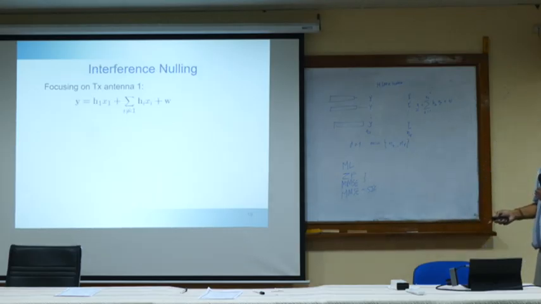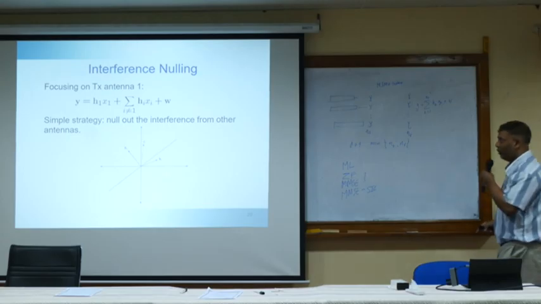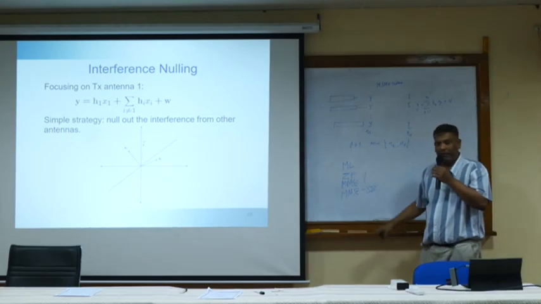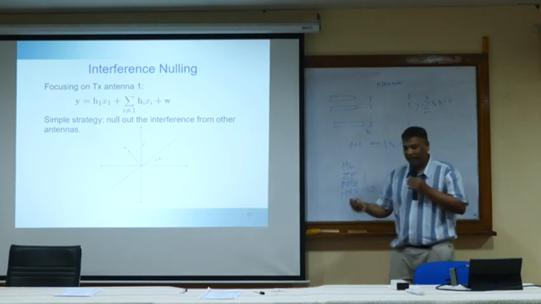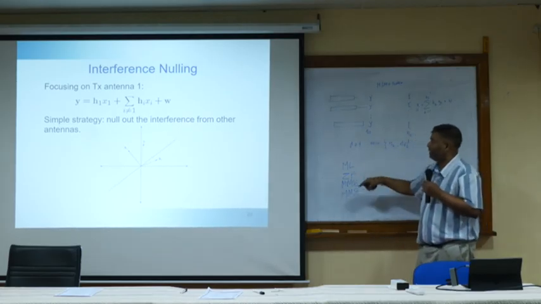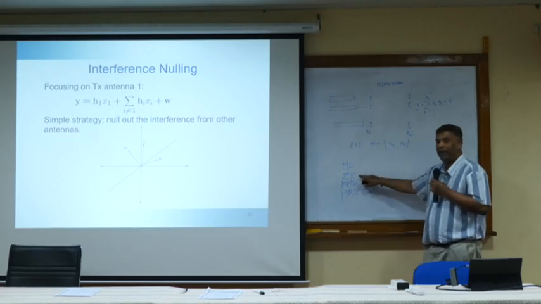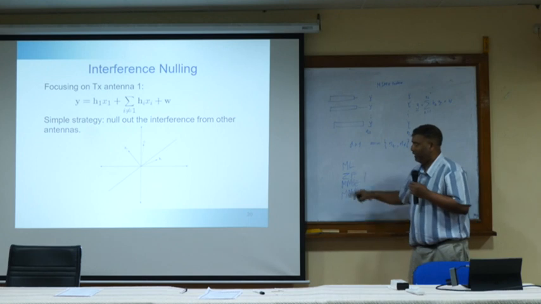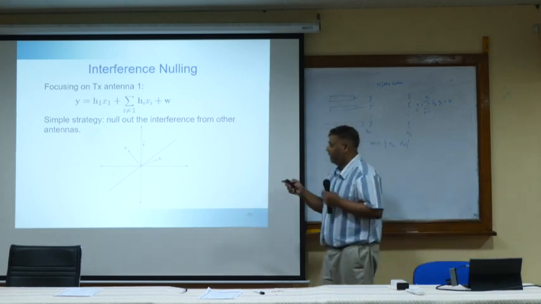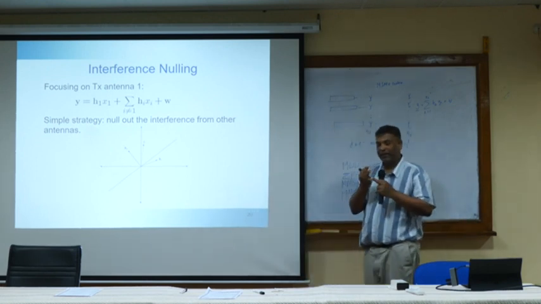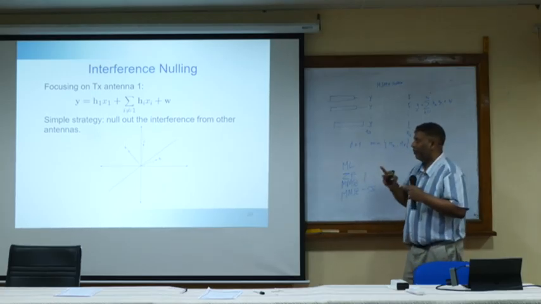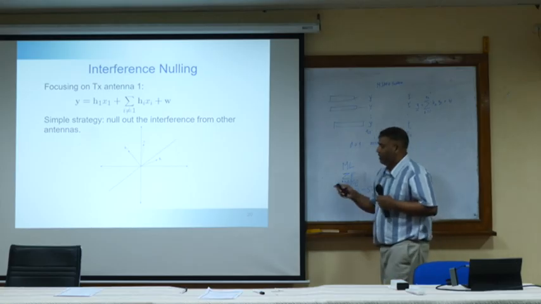Okay, so now I'm going to talk about the zero forcing receiver. As I said, zero forcing receiver has a few names. People say interference nulling, zero forcing receiver, and decorrelator. All are the same thing, okay? So zero forcing has three names: decorrelator, zero forcing, and interference nulling. All are the same thing.